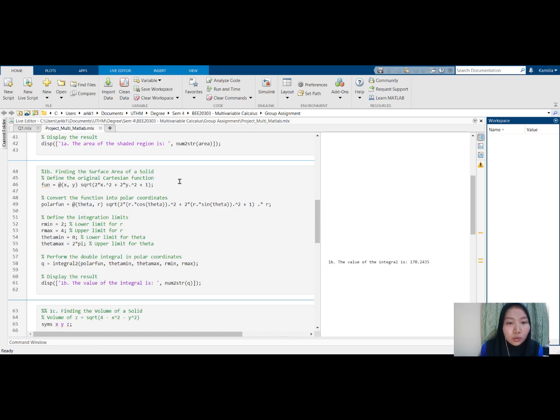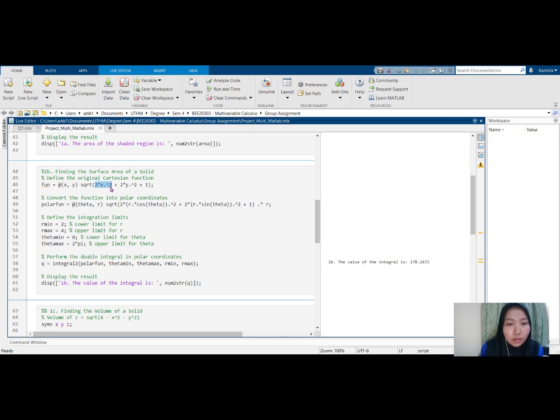I'll be explaining question 1B, which is finding the surface area of a solid. From the question, I define the original Cartesian function, which is z equals x squared plus y squared. So I get the fx, which is 2x squared, and then the fy, which is 2y squared, and the fc is 1. And then this is the function.